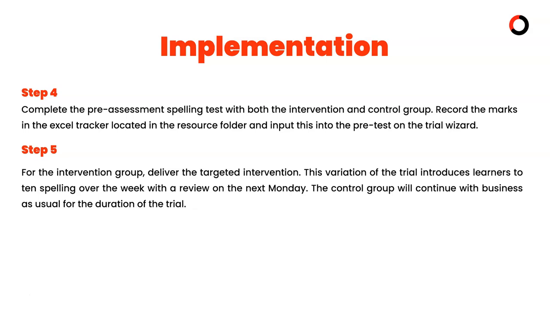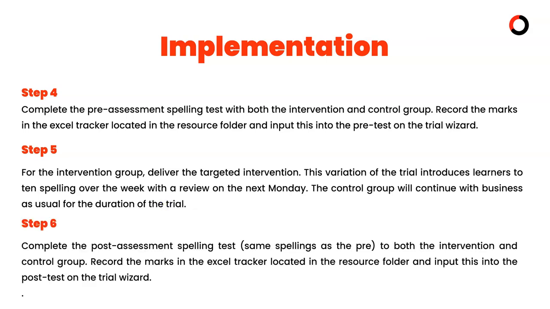Step 5. For the intervention students, the targeted intervention will be delivered. This variation of the trial introduces learners to 10 spellings gradually over a week with a review on the next Monday. The control group will continue as business as usual for the duration of the trial. So because this version focuses on working memory, the words are gradually introduced over the week rather than at the start on the Monday.